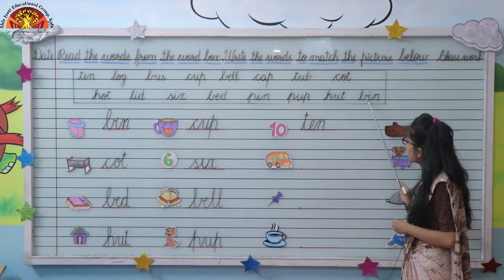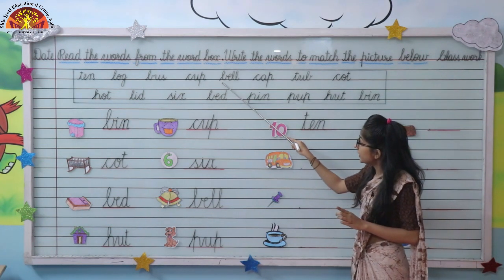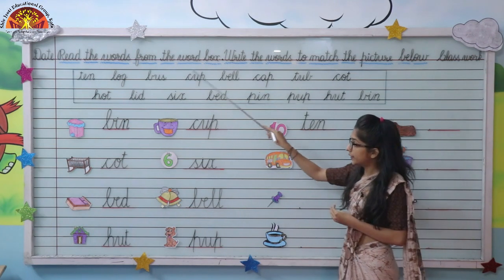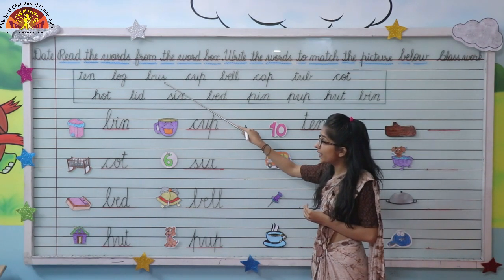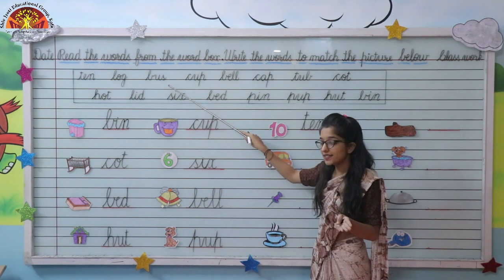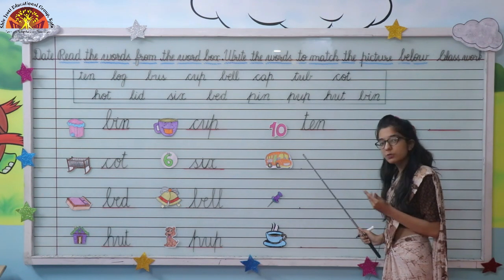This one, B-I-N, bin? No. Okay, tell me this one, B-E-L-L, bell? No. This one, B-U-S, bus? Yes, this one is the spelling of bus. So we have to write here bus in front of its picture.